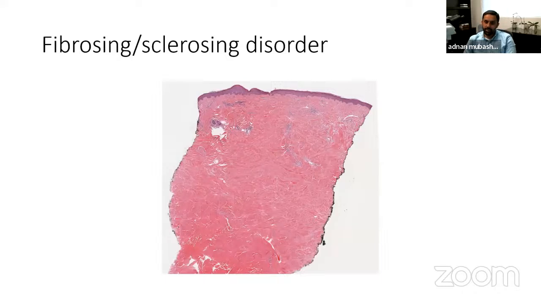Fibrosing or sclerosing disorders. Even on low power, you will see that the whole dermis is kind of sclerosed. You will not see much in terms of subcutaneous fat or adipose tissue, and then there will be loss of adnexal tissue. And you will see maybe some follicle remnants are here, but then there's a loss of adipose tissue that encircles the follicle unit.